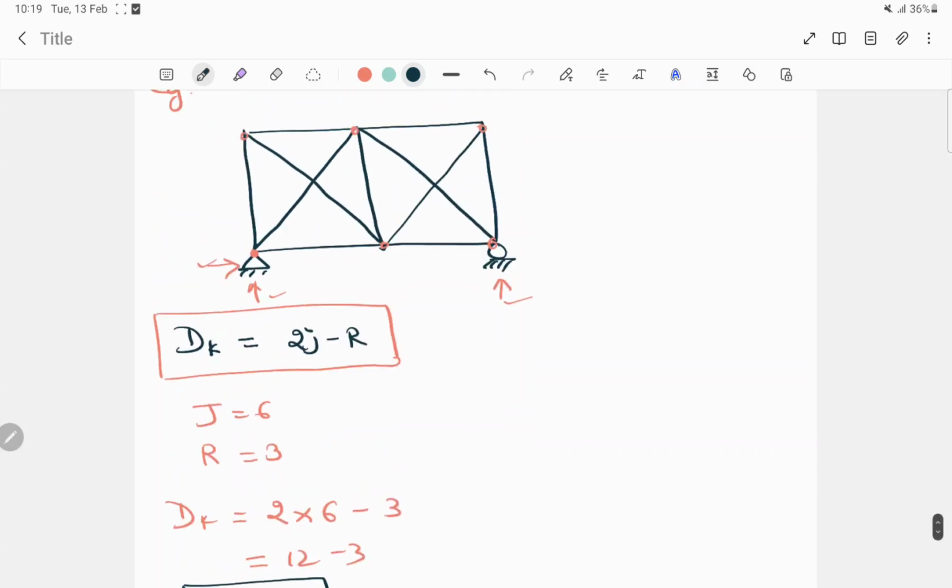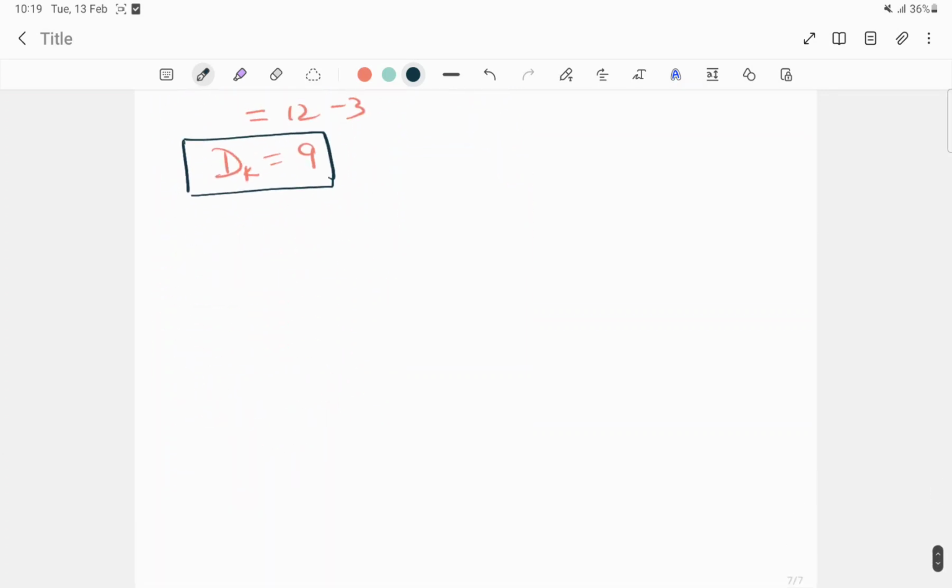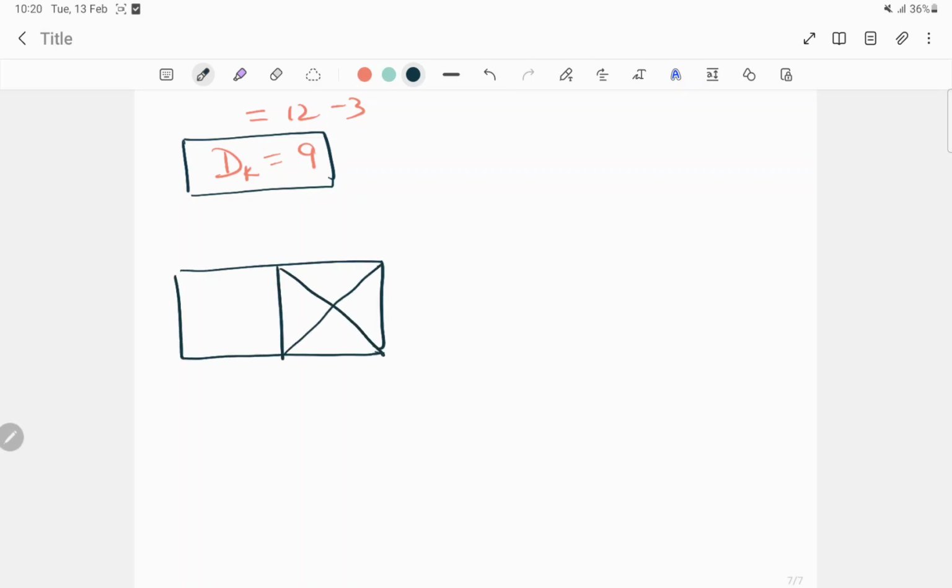Now let's check manually also. Manually we have to draw the diagram separately. The diagram was like this, right? Like this. And one support is a hinge and the other one is a roller. As I already told you in example number 1, at each joint we have two unknown reactions, that is vertical and horizontal. Here also it will be like this, here it will be like this, here also, and here also.